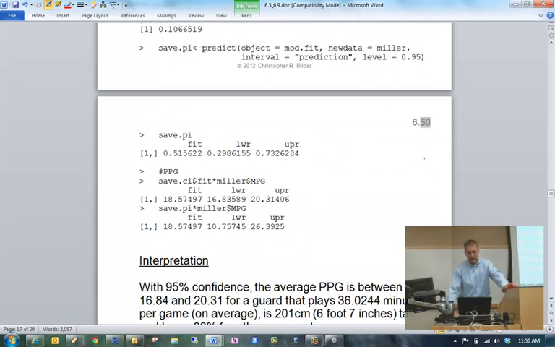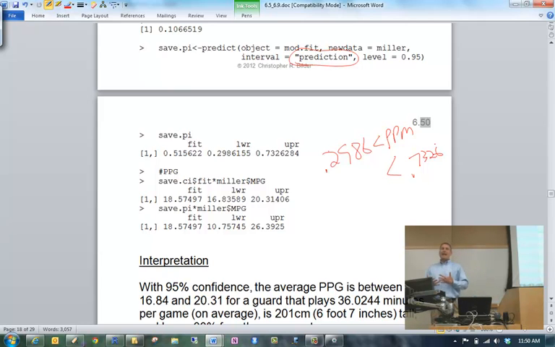Let's look at our prediction interval. Exactly the same, except I put prediction there. And so this is my interval: 0.2986 is less than PPM, which is less than 0.7326. Again, what this means is that for a particular player that has these particular predictor variable values, their PPM should be between 0.2986 and 0.7326 with 95% confidence. That's the difference between the two interpretations.